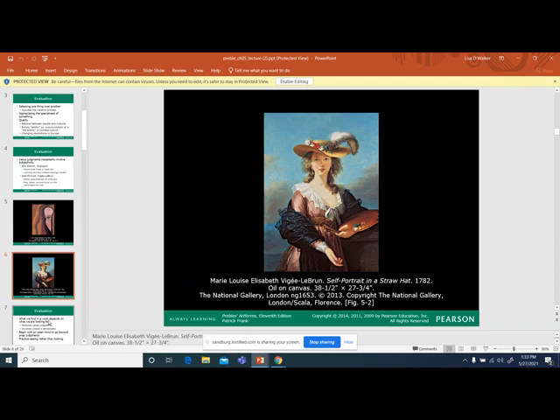This one is Marie-Louise Elizabeth Vigée-Lebrun, Self-Portrait in a Straw Hat. There's absolutely nothing wrong with this painting. The colors are perfect, the proportions are perfect, the textures are wonderful. It's full of motion and it has a certain light airiness to it. It's a lovely painting.